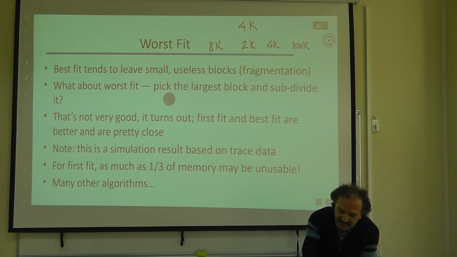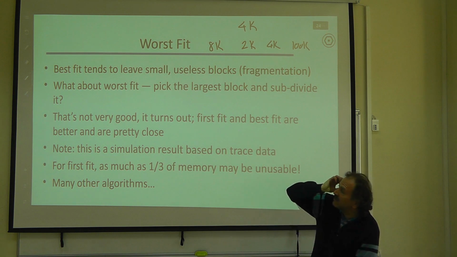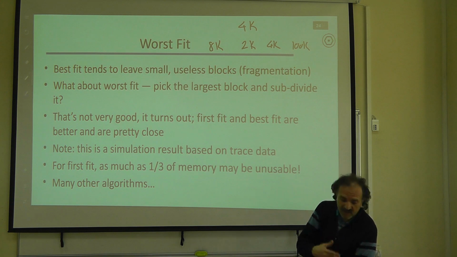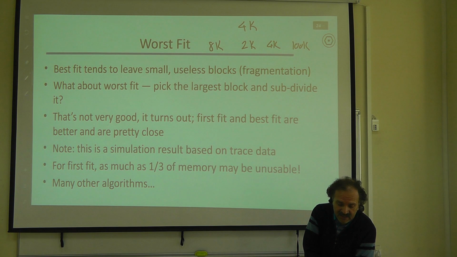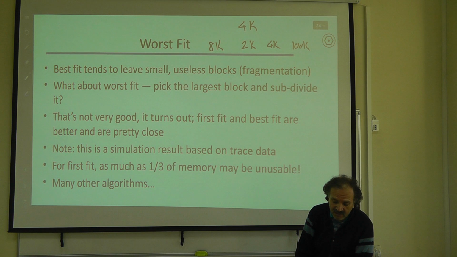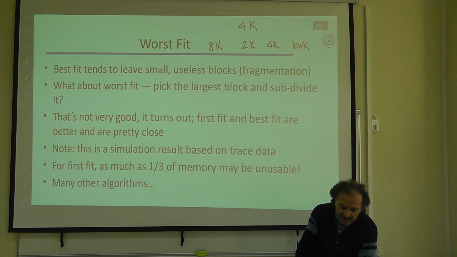It picks the largest block and subdivides it. It takes this 100K block and takes 4K out of it, and now 96K is available from that chunk. The reasoning is that best fit tends to leave small, useless blocks. Nobody uses those small blocks because they are very, very small. Nobody needs them. It makes this fragmentation. If I use this large chunk, then whatever remains will be used by some other process, and that will keep my memory unfragmented. Again, simulation results say that the idea does not work.